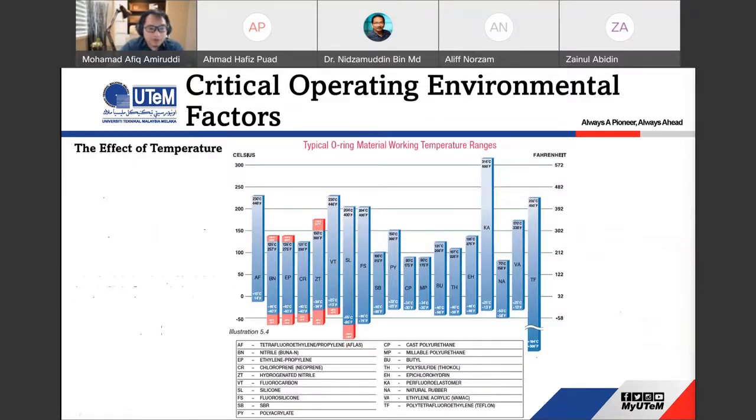This is the effect of temperature. You can see the typical O-ring materials used in our application. You can see the variation of the temperature effect on each type of O-ring material. So this is also a guideline for you to use.